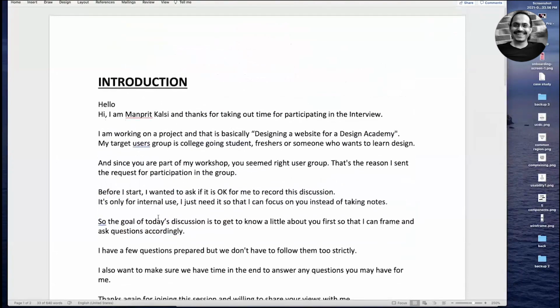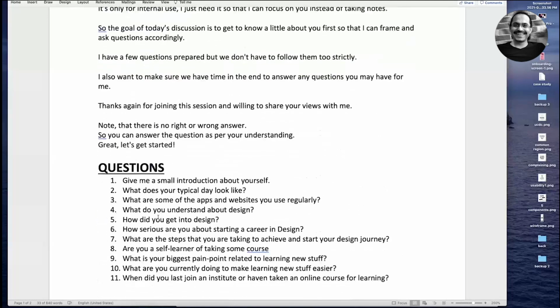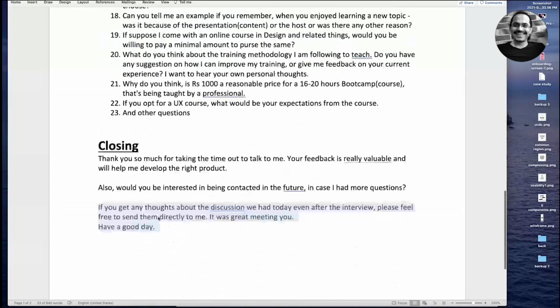So basically, whenever conducting an interview, you should first draft the script. In the script, you should first introduce yourself, and then explain why you are conducting this interview, what the objective is, and what you are trying to get from this interview. Then slowly and gradually start with the questions, and at the end, always thank them.